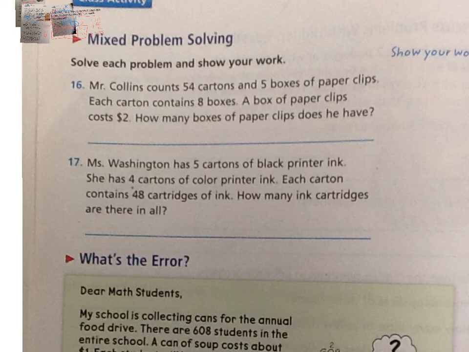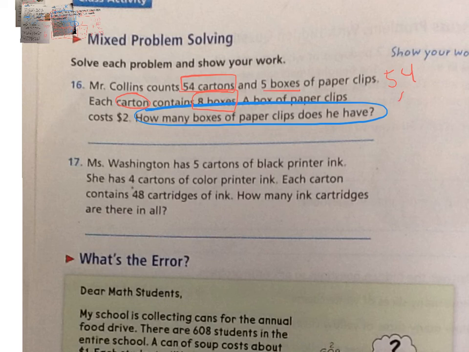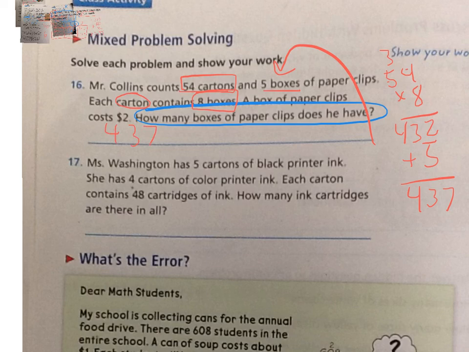Okay, what you're looking for here is, the question is, how many boxes of paper clips does he have? The question says he has 54 cartons and then 5 extra boxes. Each carton contains 8 boxes. So first, you need to find out 54 times 8. So I'm going to do the shortcut method. 4 times 8 is 32. Carry the 3. 5 times 8 is 40. 43. And then I'm going to add on the 5 extra boxes that he had to give me 437. So the answer would be 437 boxes. Notice they threw some unneeded information in for the cost of $2. You don't need to know that for this question.